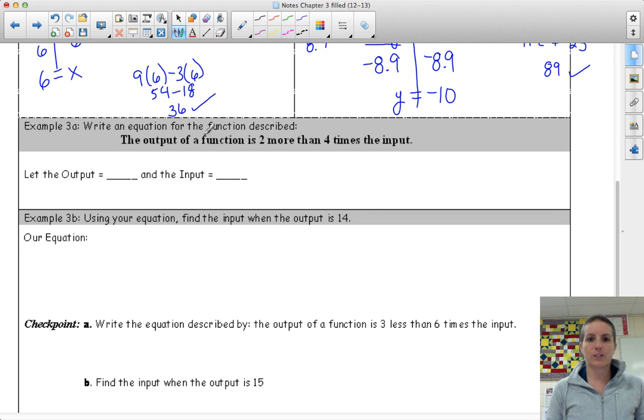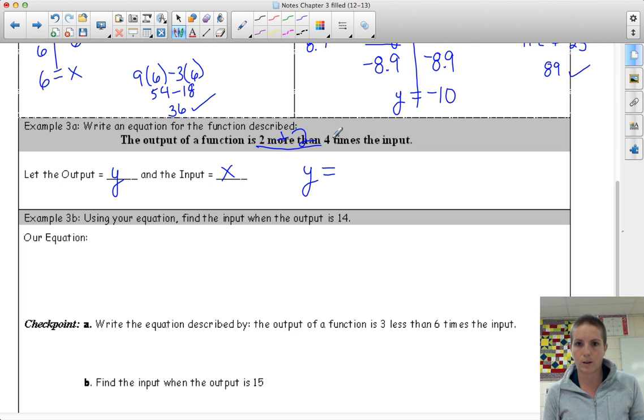Write an equation for the function described. The output of a function is 2 more than 4 times the input. The output, remember, is always going to be y, and the input will always be x for our class. The output of a function, y, is 2 more than 4 times the input. 4 times the input, that's 4x. So 4x, then add 2.